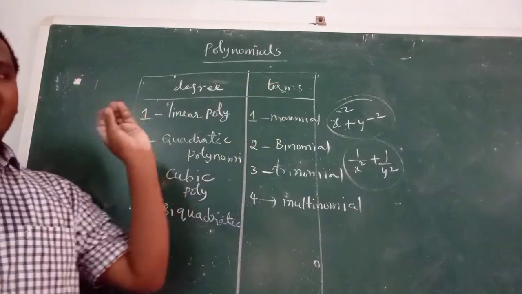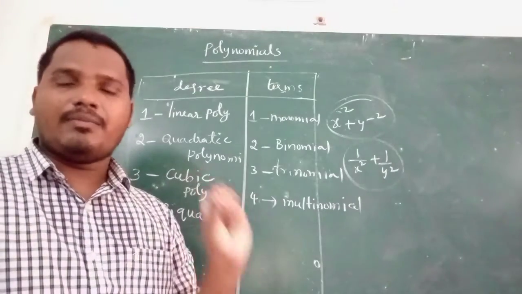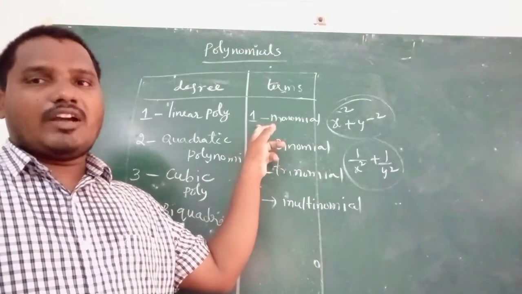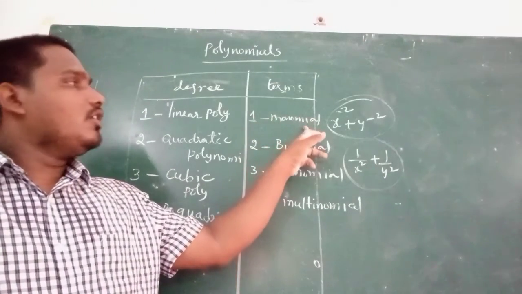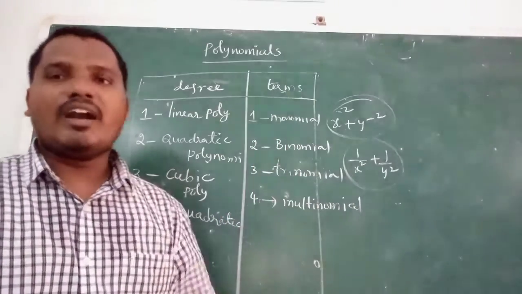If the degree is 1, linear polynomial; 2, quadratic polynomial; 3, cubic polynomial; 4, biquadratic polynomial. According to the number of terms, if the number of terms is 1, it is called a monomial, 2, binomial, 3, trinomial, 4, multinomial.